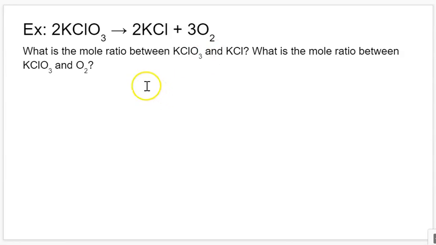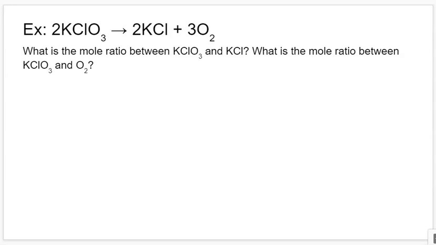First off, we should try to define the mole ratio between the different substances, because this is going to be important if we're doing any stoichiometry with it. So potassium chlorate and potassium chloride from the equation are 2 to 2, aka 1 to 1. And then the mole ratio between potassium chlorate and oxygen is going to be 2 to 3.